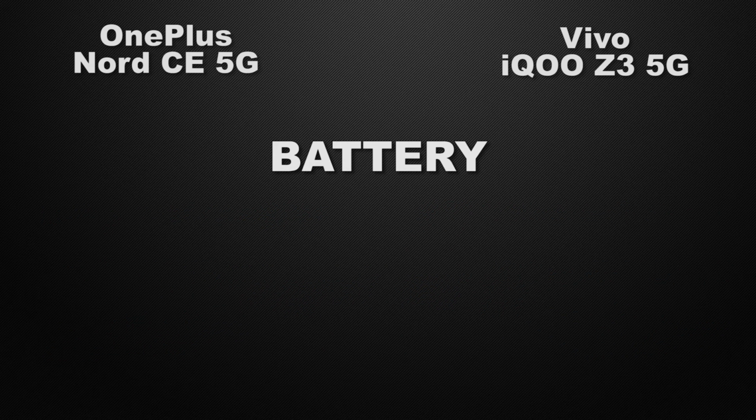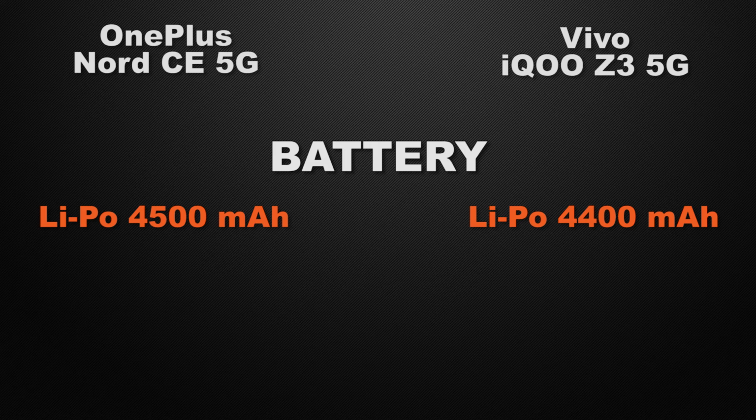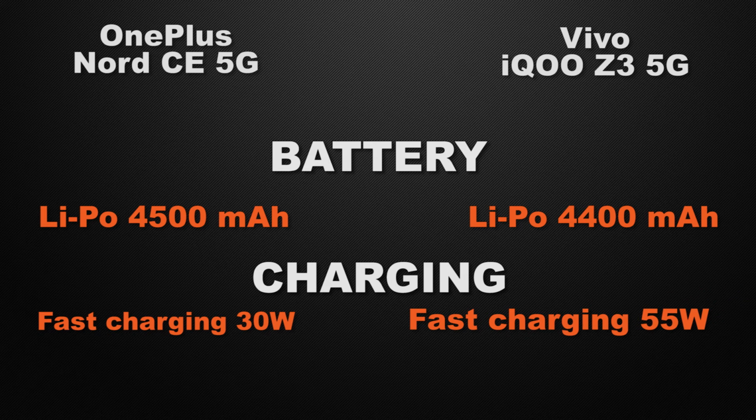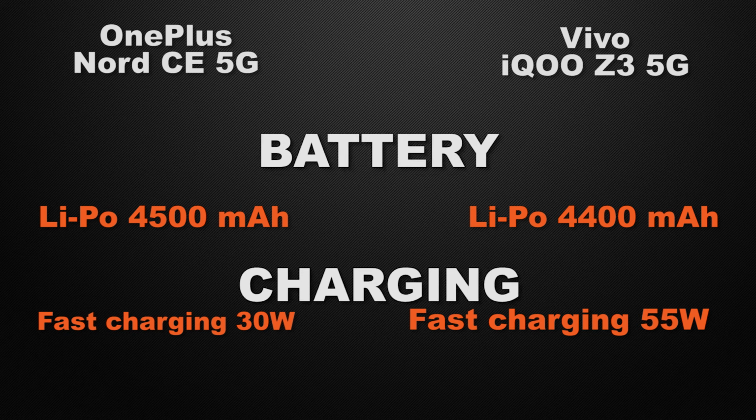Let's talk about the battery capacity of the devices. Nord has 4500 mAh of battery capacity, whereas Z3 has 4400 mAh of battery capacity. So I will call it a tie because both of the devices have approximately the same battery capacity. And about the charging speed of the devices, Nord has 30 watts of fast charging, whereas Z3 has 55 watts of fast charging. So the winner here is Z3 because it can charge up your device faster.